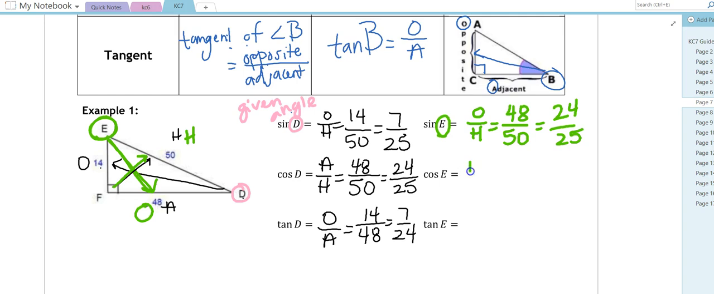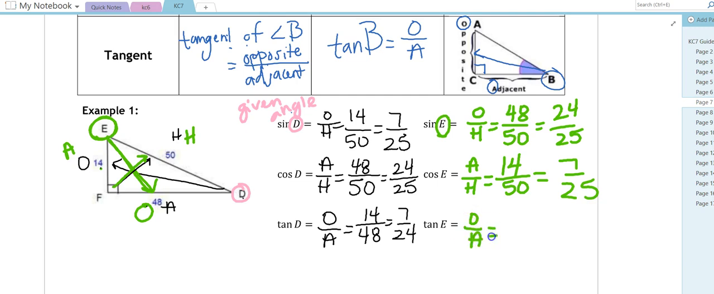Cosine of E is the adjacent side over hypotenuse. So again, I know my hypotenuse is 50, that's not changing, but my adjacent side is the other side that's next to angle E. So now my adjacent side is 14. And 14 over 50 simplifies to 7 over 25. Tangent of E is my opposite side over my adjacent side. So I look back, opposite of E was 48.